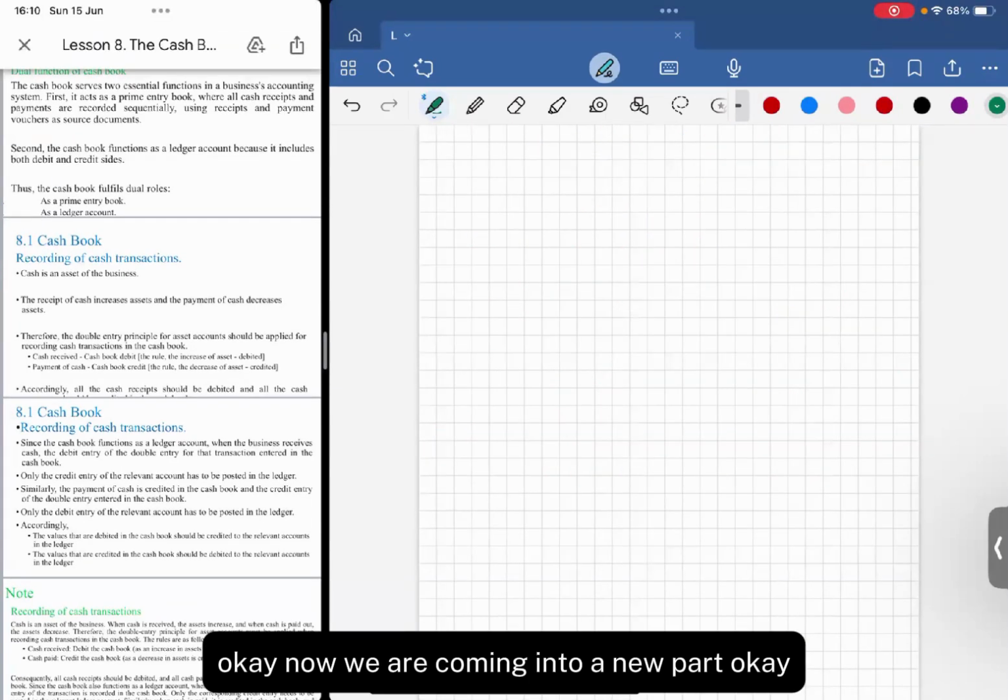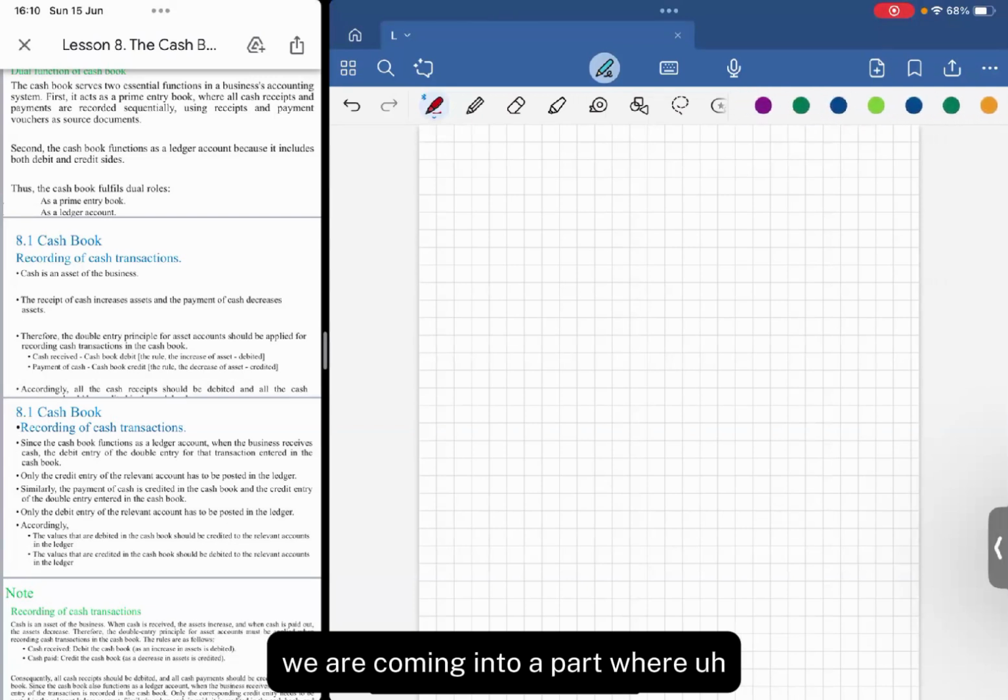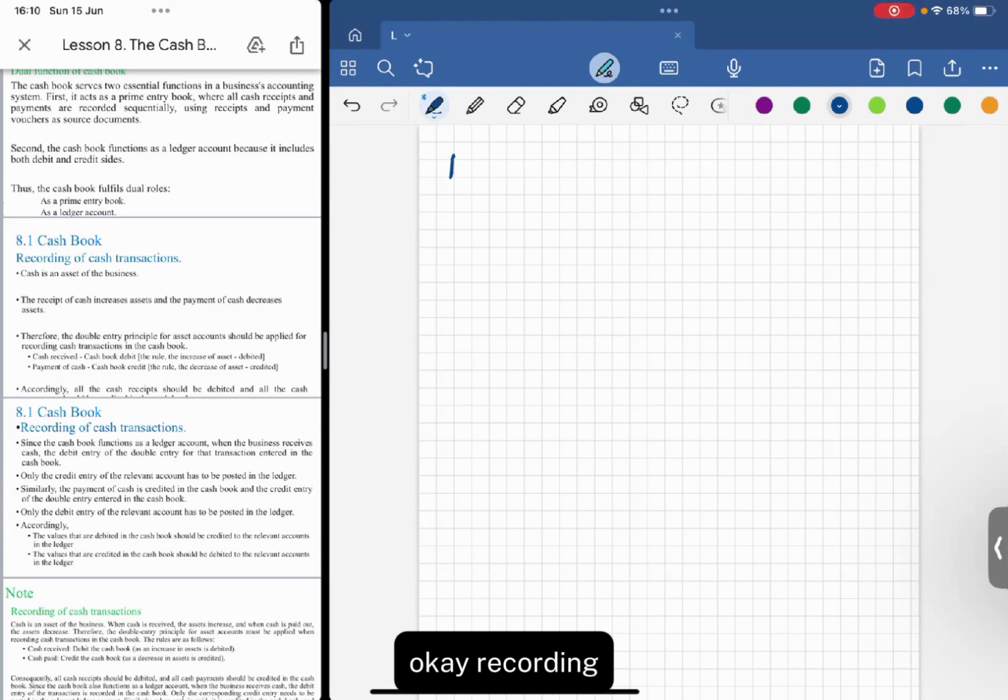Okay, now we are coming into a new part. We are coming into a part where we're recording cash transactions.